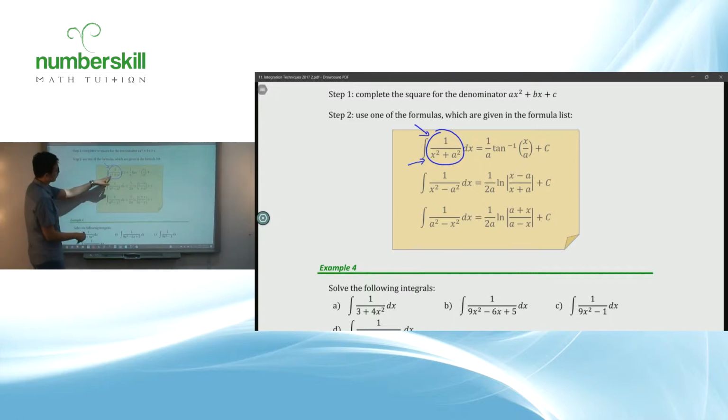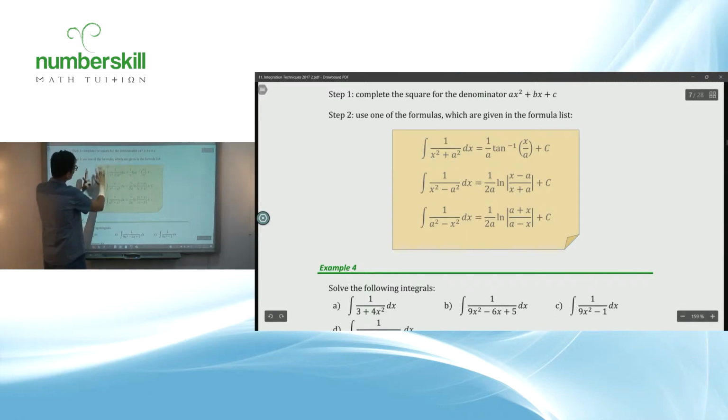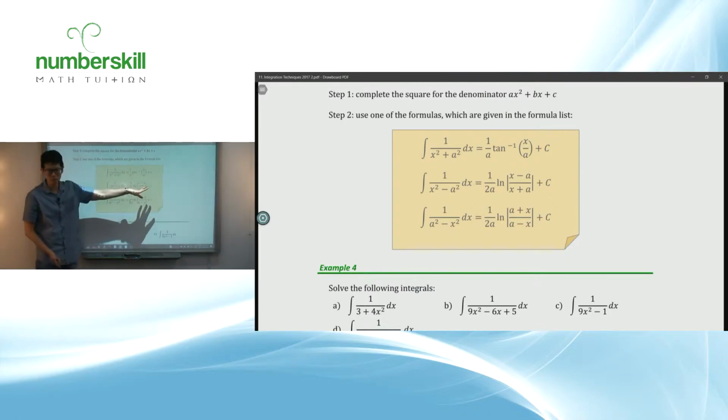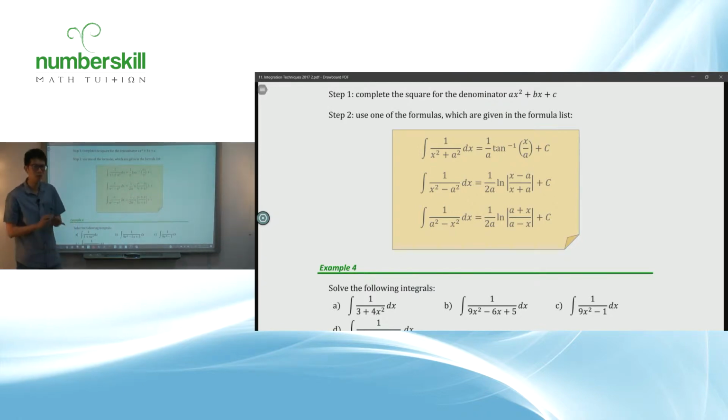So this is a non-factorizable quadratic. As you can see, this is a factorizable quadratic, this is also a factorizable quadratic, but they're all quadratic denominators. So basically, this yellow part is all given in the formula list. So you probably go like, oh, actually quite easy, right? You are absolutely right. It's quite easy. Just follow the formula. You can't go too far wrong.